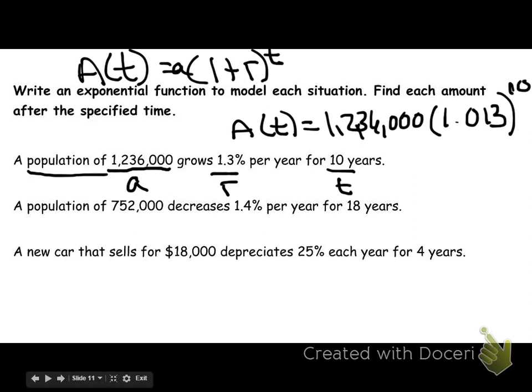How did you get the 1.013? What is R, Mr. Bruner? 1.3. Change it to a decimal. 1.3. No, 1.3. Move it 2 places. 0.013. Add it to 1. Okay. Mr. Sweeney, your answer is?